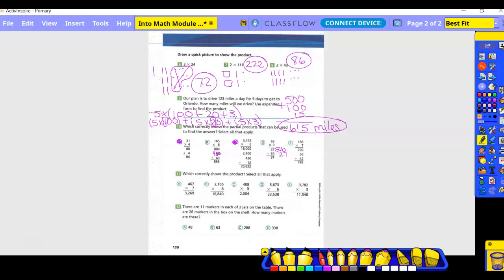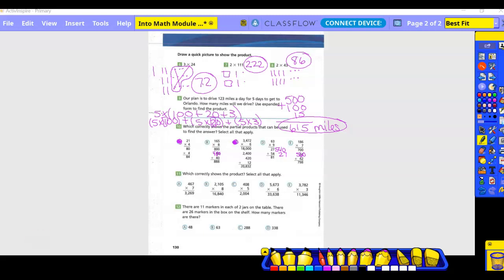Okay, E. They would have taken 7 times the 100 spot and gotten what? 700. Then they would have taken 7 times 8 and got what? 56, but we're in the 10 spot, so it should be what? 560. So this should say 560. And then they took 7 times 6 and got 42. So it would have been okay except for that middle part. So we cannot pick E, correct?